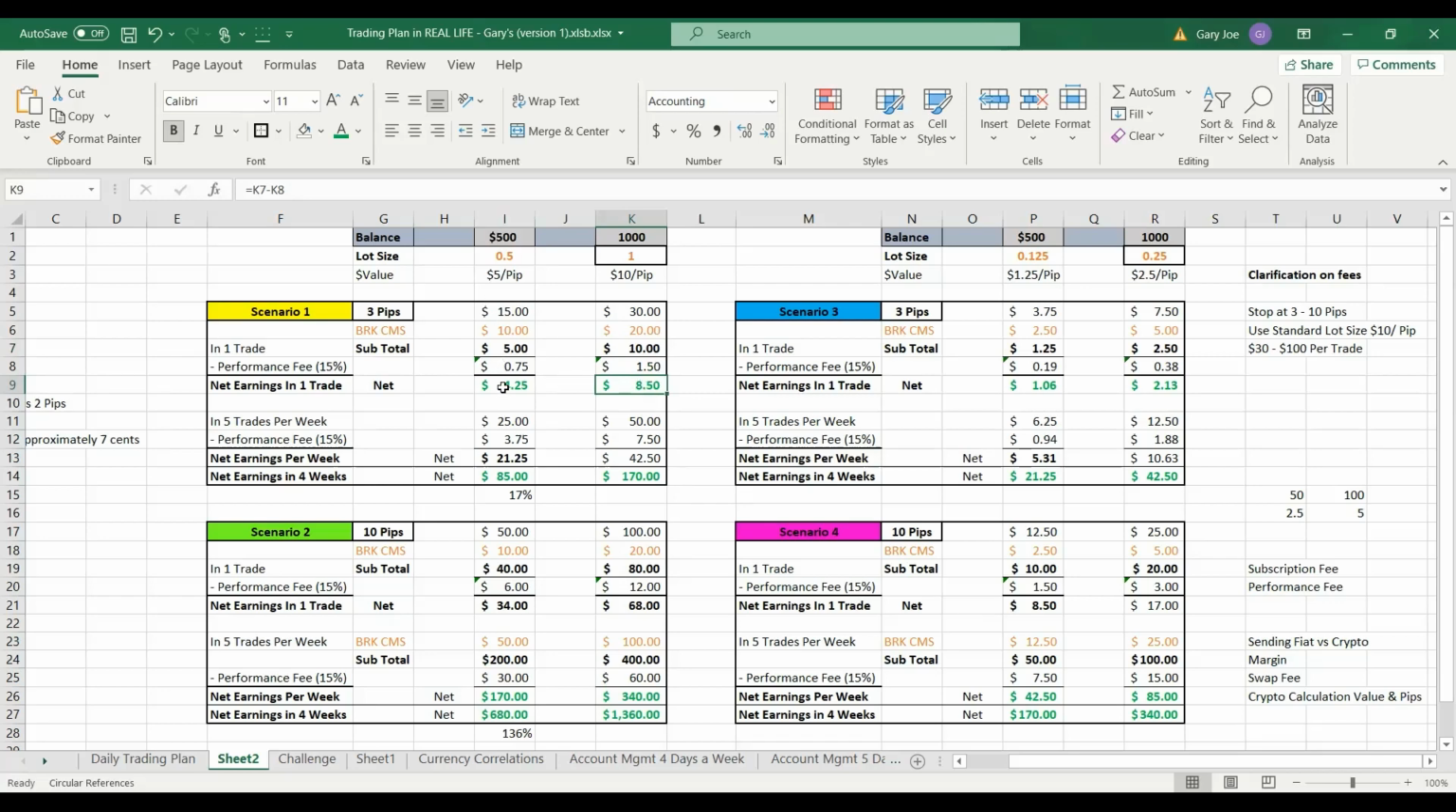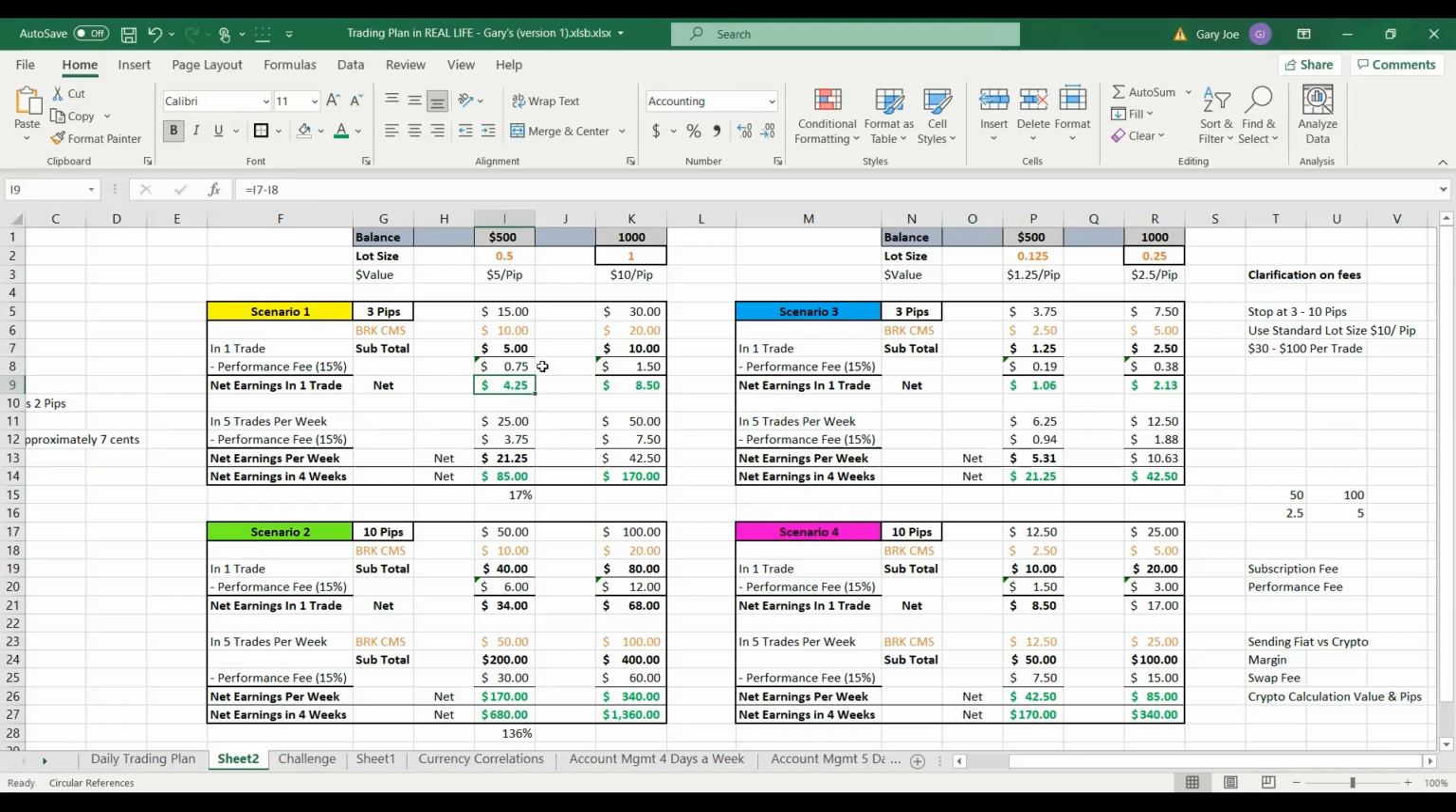If your account balance was $500, the same scenario, you would have made $4.25. The broker would have got $10 instead of $20. Net before the performance fee, you would have made $5. The performance fee would have been 75 cents at the end of the week, and you would have taken home $4.25. That would have just been added to your account. Now, that's just one trade at 3 pips in profit.